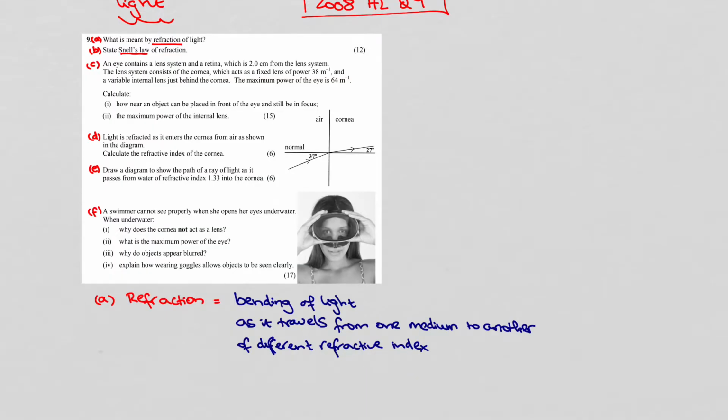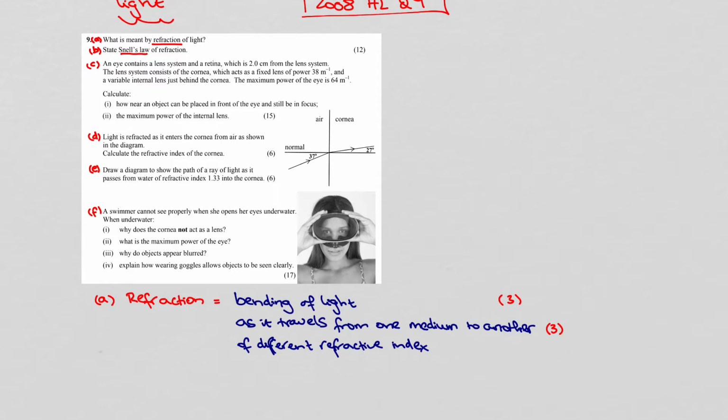So refraction is where we have the bending of light as it travels from one medium to another, where each medium has a different refractive index. So we would be getting 3 for saying bending of light, and 3 as it's saying travelling from one medium to another. And they really always want you to say different refractive index. Sometimes they don't penalise you if you don't say that.